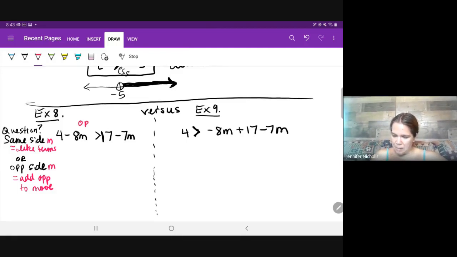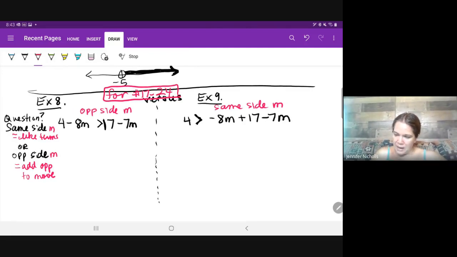Let's put this as opposite side m, and let's put same side m. That's good. And then you'll know which example to do, like when you're doing your homework. This is for number 17 through 24. You're going to have to ask this question for yourself for your homework. Okay, so opposite side m's, we add the opposite. And I like to have my letters on the left side, so I'm going to add my 7m to both sides.